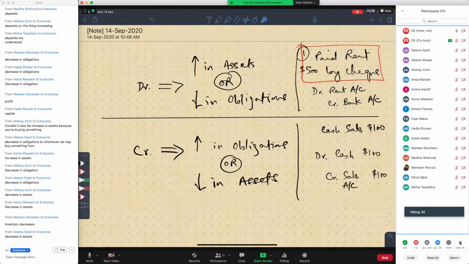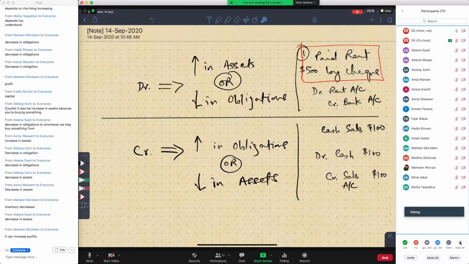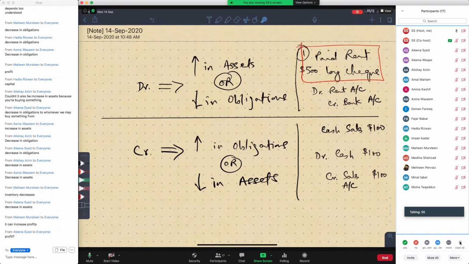So can you identify? It is increasing your profits, Maheen. Again, very good, Maheen. It can increase your profit. Excellent, profits. Yes, sales account being an income is increasing your profits. And your profit increases means you owe more to your owner.